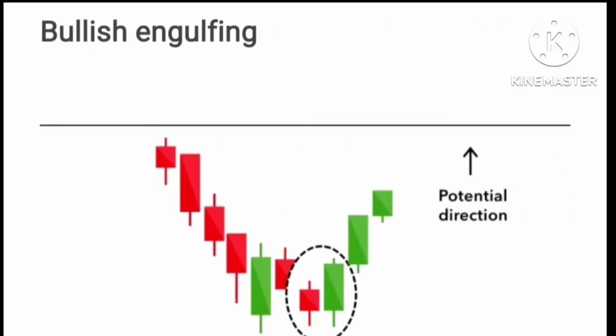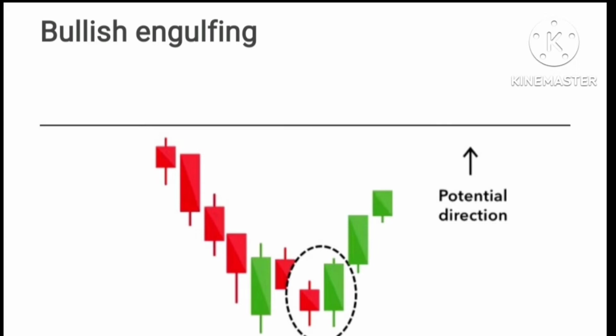The next pattern is bullish engulfing. All of you guys are aware of this pattern. This is the most common pattern, used by everyone. The bullish engulfing pattern is formed of two candlesticks. The first candle is a short red body that is completely engulfed by the larger green candle. You can see in the image, the first candle is a short red candle which is completely engulfed by the second candle, which is a green candle.